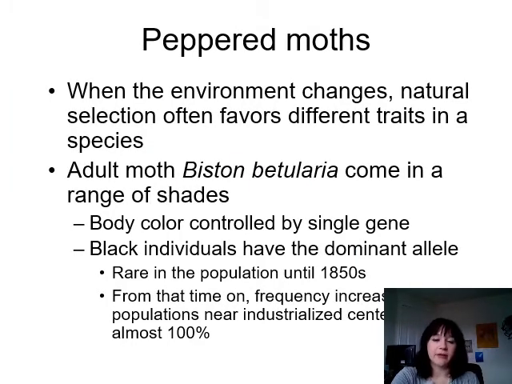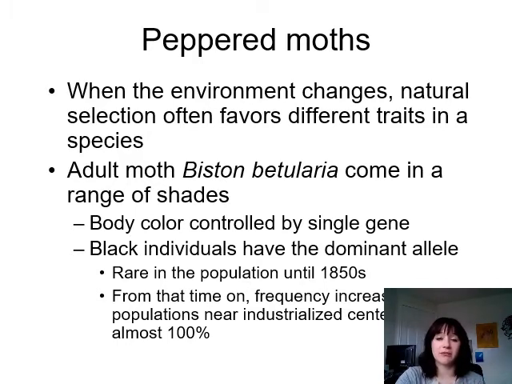Let's look at another example. Here we have peppered moths. So these moths have a range of colors or shades of gray, dark gray, black, and white. And depending on the environment, it appears that certain shades can be more beneficial than others. Right?